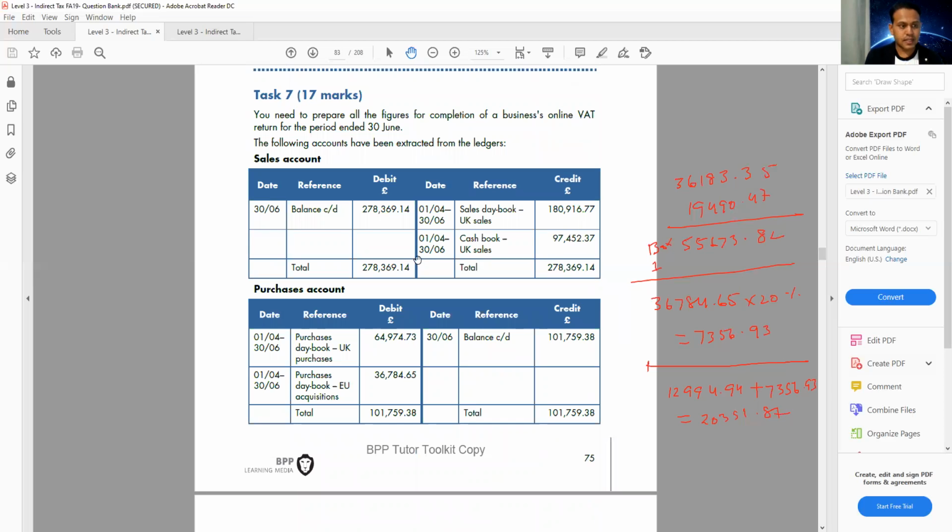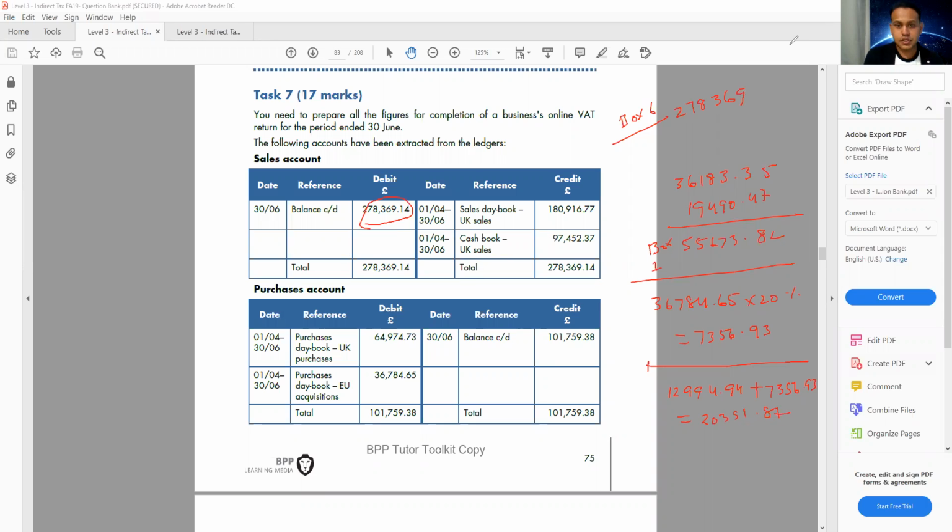So the sales account, we can see for box number 6. Let's say box 6, our sales will be how much? 278. But this time we need to make sure we don't take the pence. We either make it 70 or we take 69. So 278,369, or you can make it 278,370. You get the full marks, but don't take the pence because you need to make it round for this question.